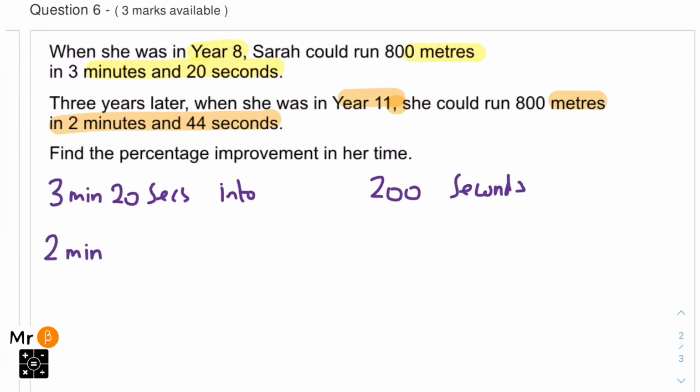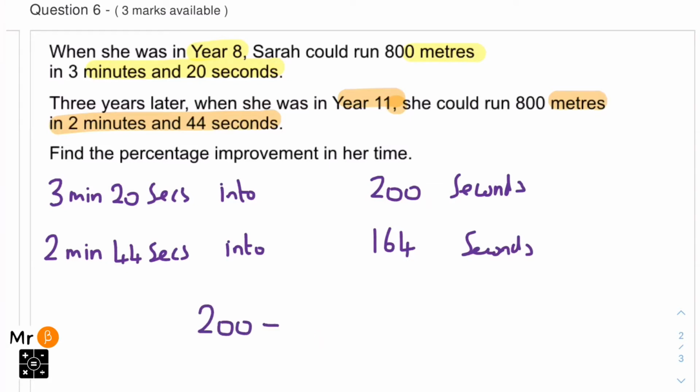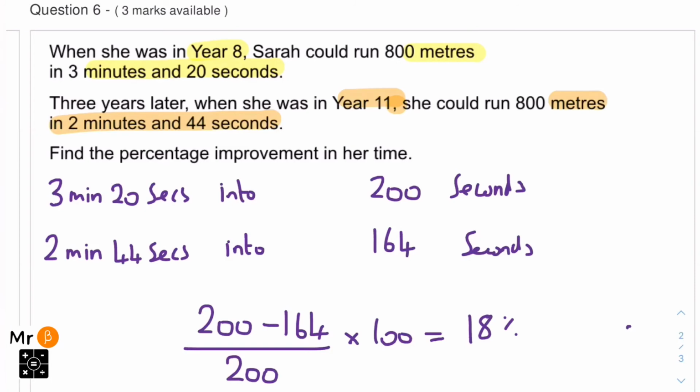If we do exactly the same for the next one, so 2 minutes 44 seconds, and we're converting that into just seconds, 2 times 60 is 120, 120 plus 44 is 164 seconds. Now they're both in the same consistent units, we can work out the difference between the two times. We can divide it by the original time, so her year 8 time, and then we multiply by 100. So 200 subtract 164, divided by 200, times by 100, and you get your 18% improvement.